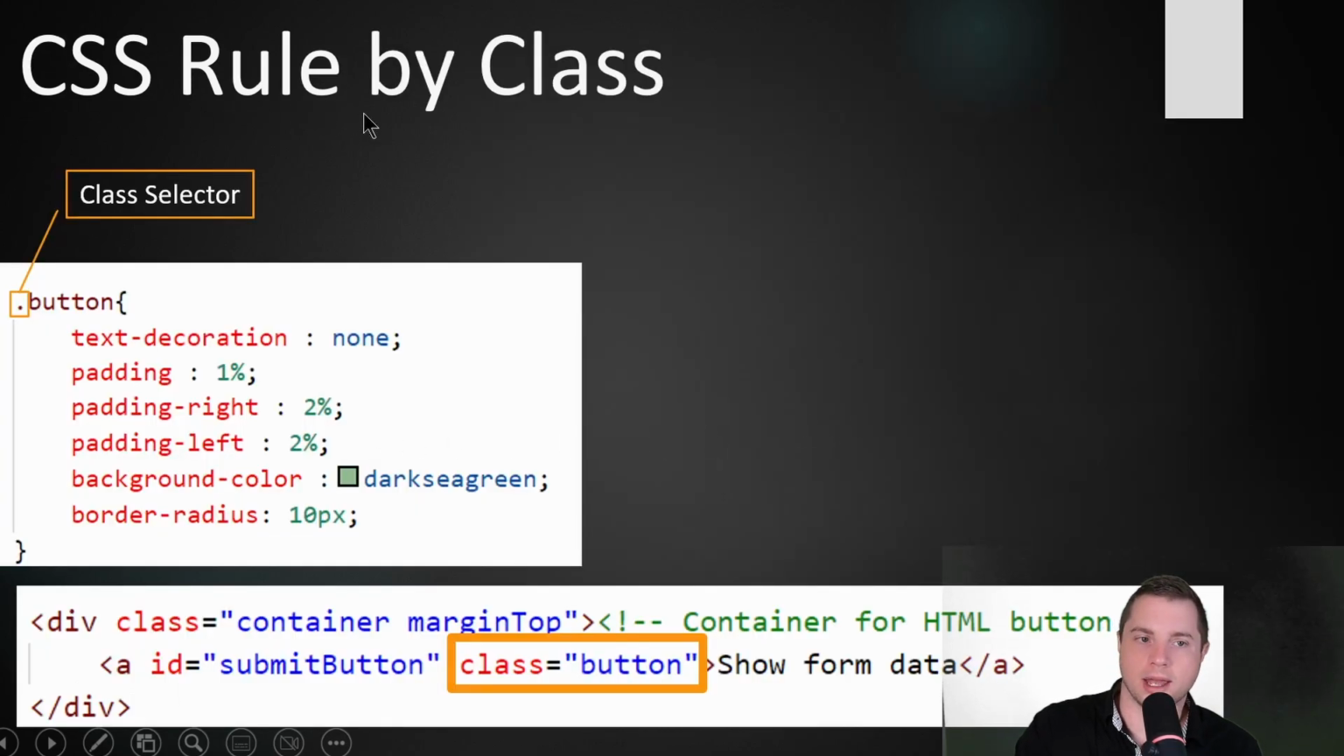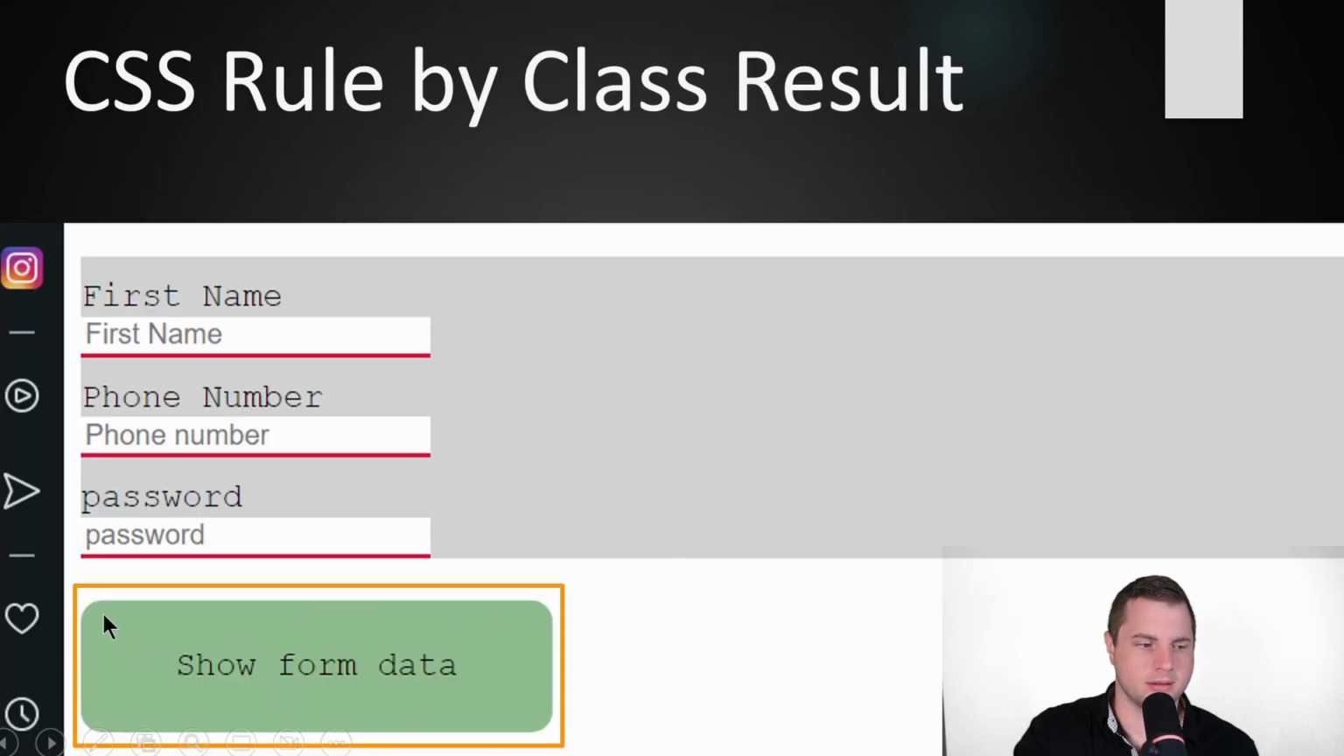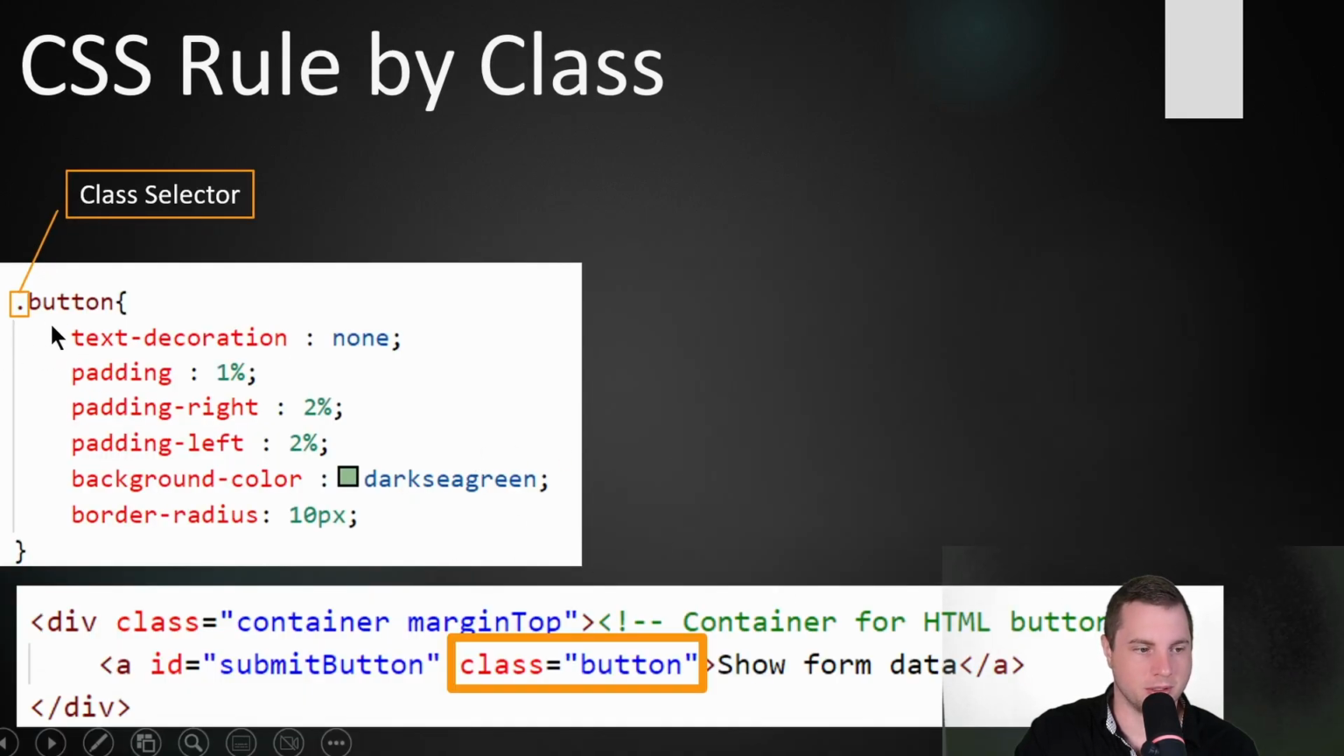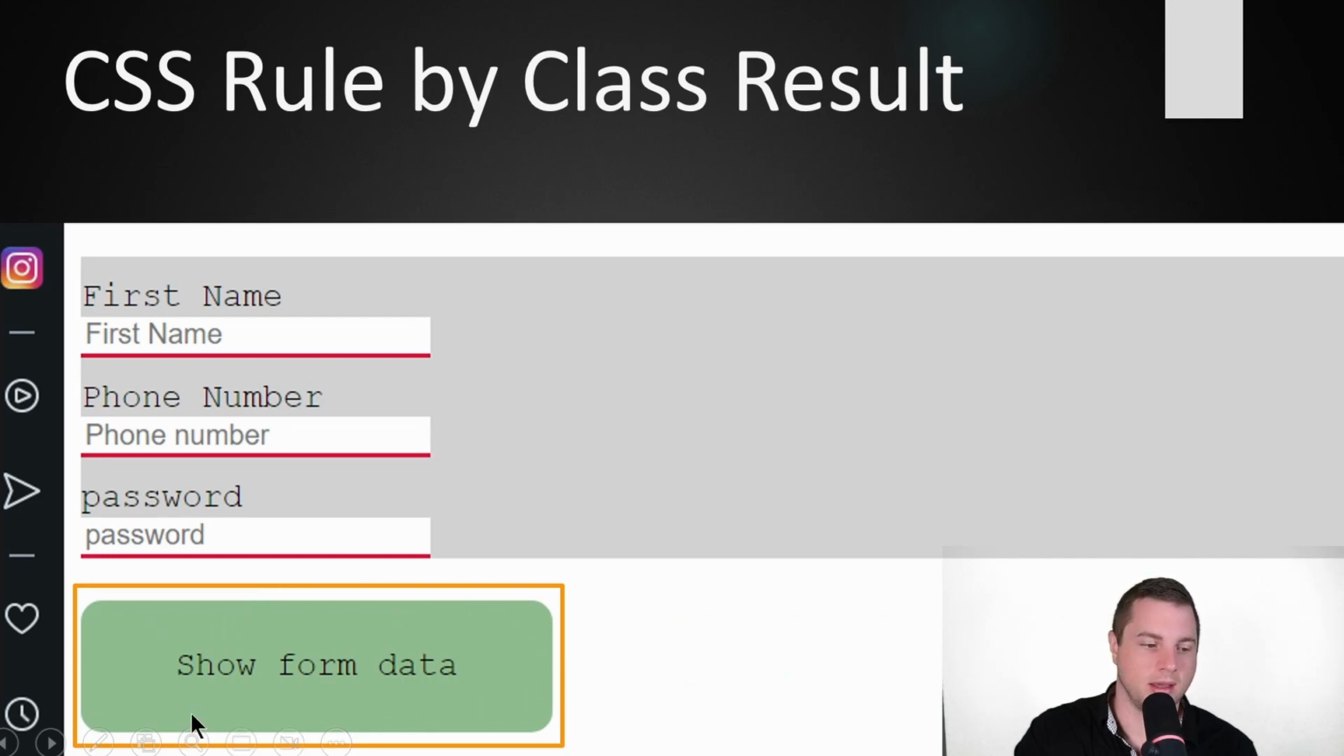So CSS rule by class. So here's your class selector. It's represented by a dot. And then if I bring your attention back over here to the attribute, here's a class with button. So button, and then class, and then that's represented by a dot. So if we look at that, here's the result of this. And if I go back to show you what we actually applied, text decoration of none, padding of 1%, padding right and left of 2%, background color of dark sea green, and then border radius of 10. So that gives us this effect right here.